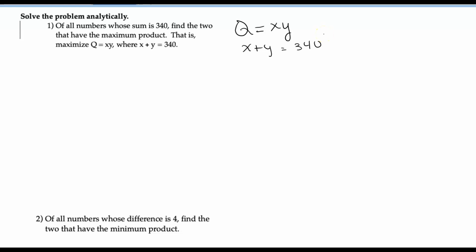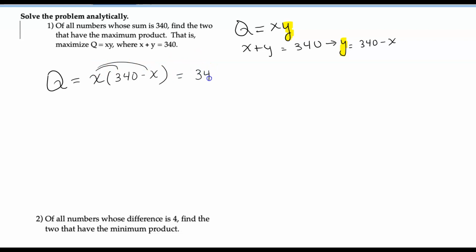What I'm going to first do is get my second equation in terms of one single variable, and that is to say that y equals 340 minus x. Now I'm going to use this fact and replace it in the equation that I'm trying to maximize, in this case my product. So q equals x times 340 minus x. I'm going to do some very simple algebra here, distribution, and I get 340x minus x squared.